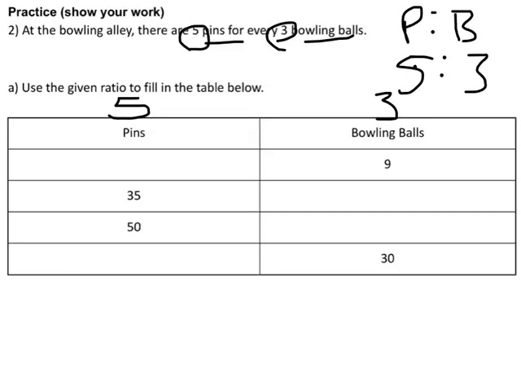Now, the first one's really easy. 5 times what equals, or 3 times what equals 9? That's right, it's just 3 times 3. So what are we going to have to do to 5 to figure out what's in this blank space? That's right. Just going to multiply by 3. Do the same thing with the rest of the problems. Rock out the practice. We'll see you in class.